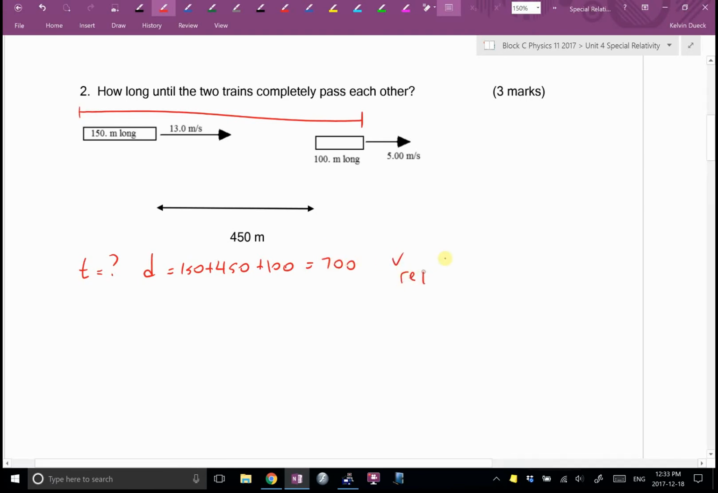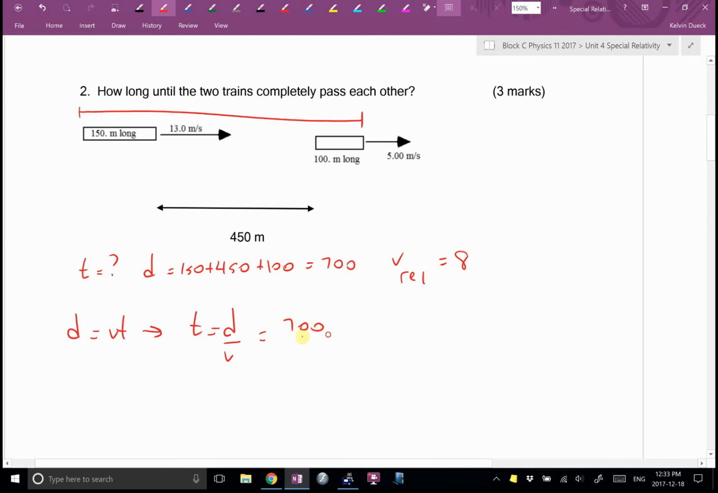And is there more than one object moving? Are they moving at different speeds? This is a job for relative speed. In this case, is the relative speed 18 or 8? 8. Same deal. d equals vt. So that means t equals d over v.